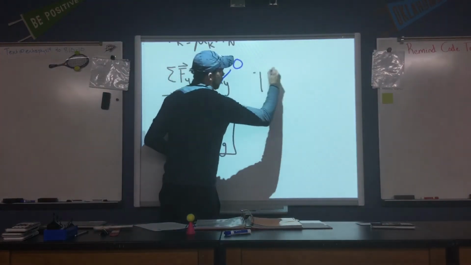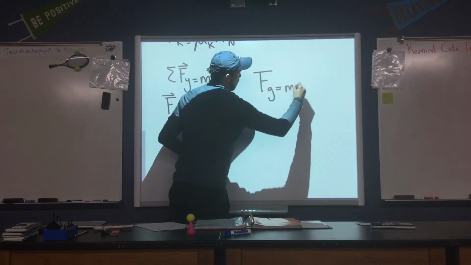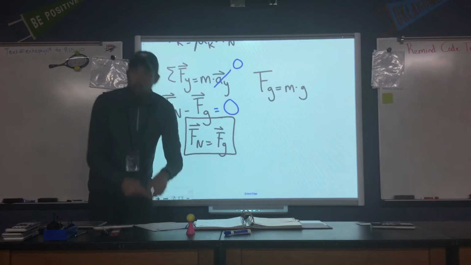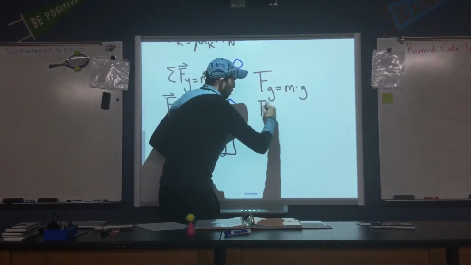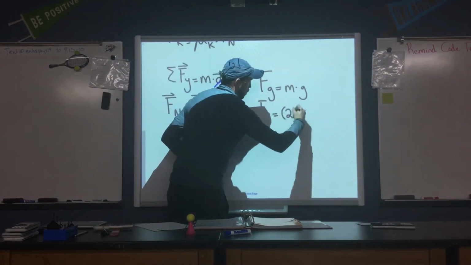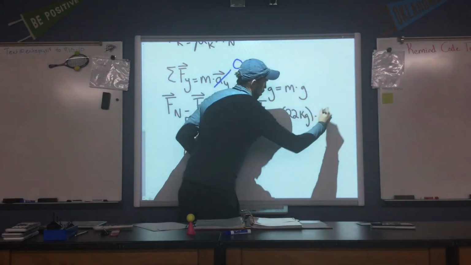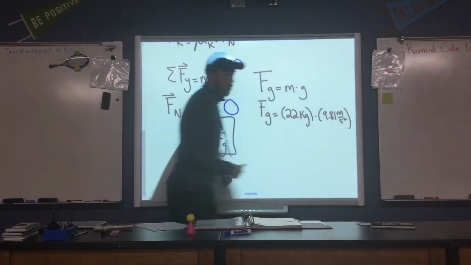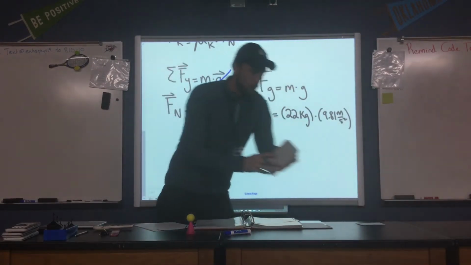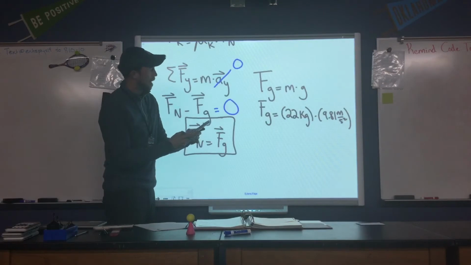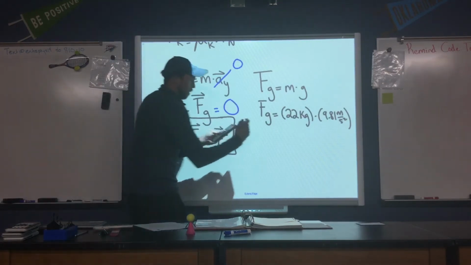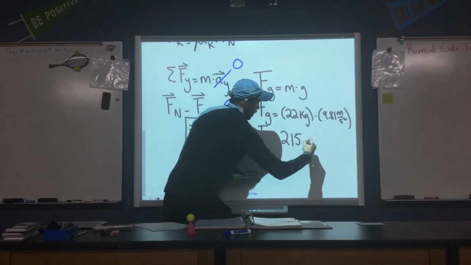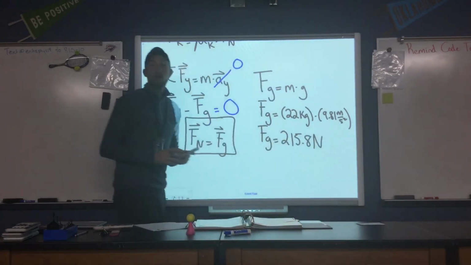So here we go. Force of gravity on an object is equal to the mass of that object multiplied by acceleration due to gravity. Our mass here looks like 22 kilograms. So F sub g is equal to 22 kilograms multiplied by 9.81 meters per second squared. So I'll multiply those values together, 22 and 9.81. We get a value of about 215.8. That would be a force value, so we'll measure that in newtons.